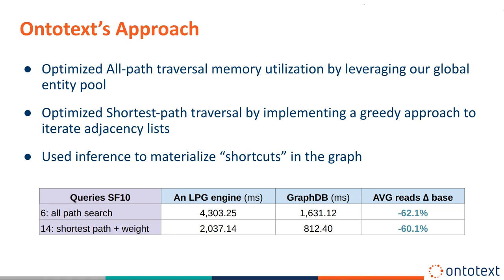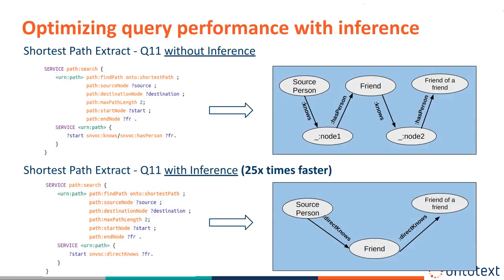And as for the inference shortcuts that we used, basically RDF engines are good for reasoning, which is all about creating shortcuts in the graph.